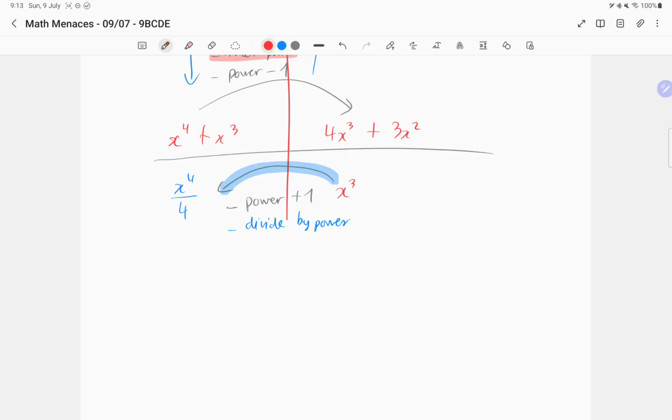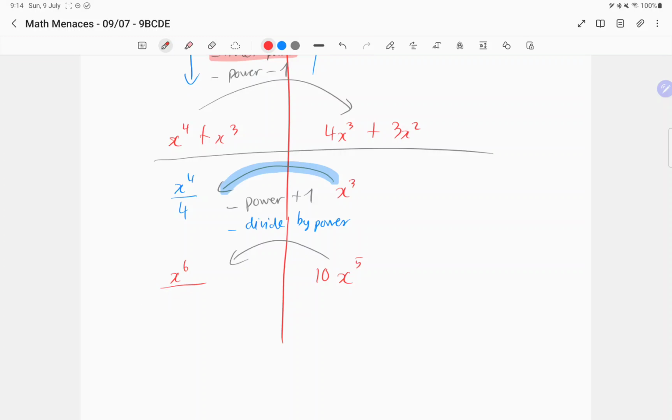Okay, let me show you guys another example. Let's say we start with 10x power 5. Can you guess what the original equation is, the antiderivative of this equation? X power 6 over 10 over 50? I don't know.